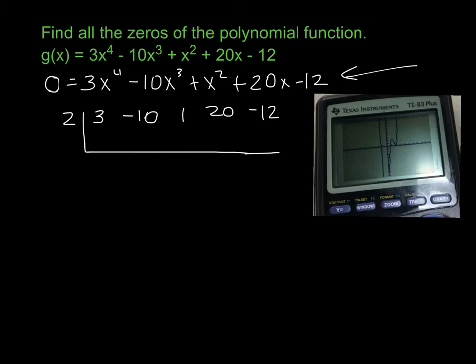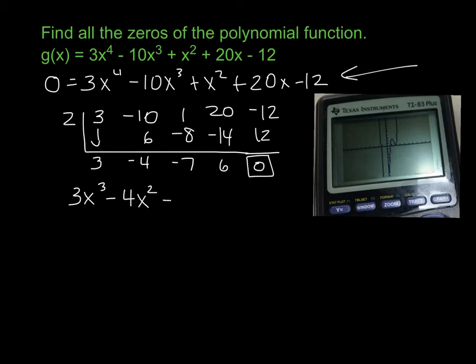We're going to go through our synthetic division steps. Bring the 3 down, multiply, add, multiply, add, multiply, and add, and multiply, and get a remainder of 0. So that's good. All right, so we're going to write 3, and we're going to drop our x to the fourth right here. We're going to drop that down to x to the third minus 4x squared minus 7x plus 6.